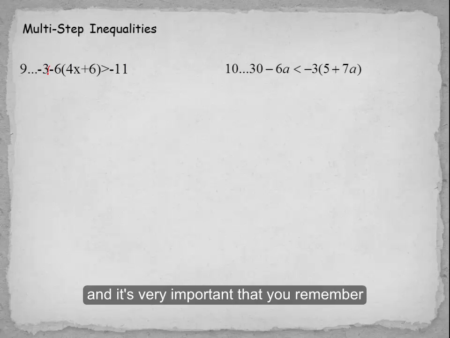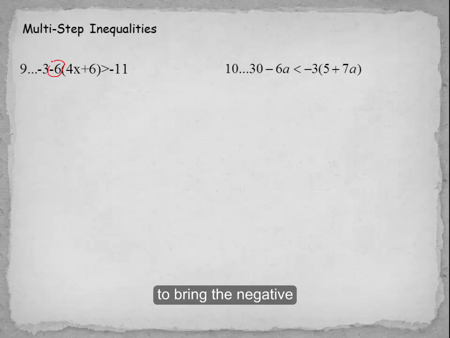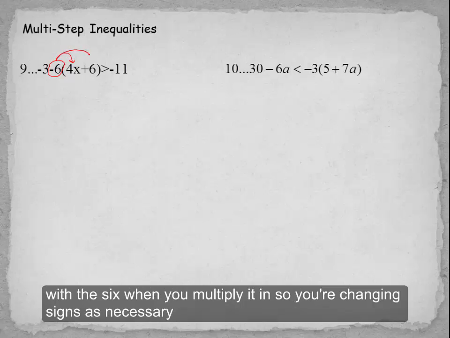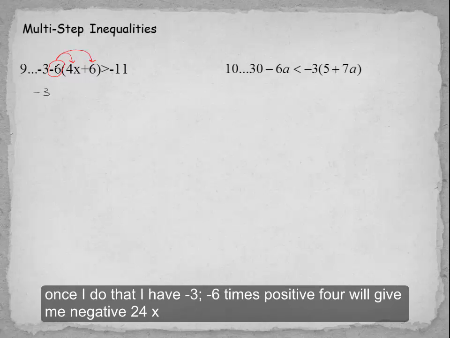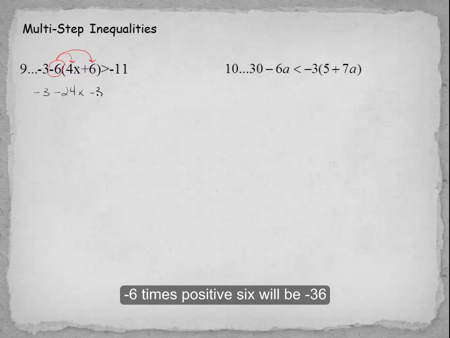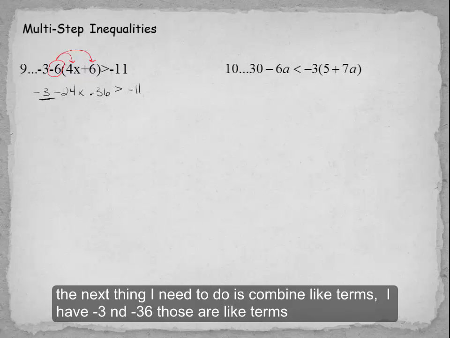And it's very important that you remember to bring the negative with the 6 when you multiply it in, so that you're changing signs as necessary. This negative is like this 6's car keys. It can't go anywhere without them. Once I do that, I have -3, -6 times +4 will give me -24x, -6 times +6 will give me -36. It's greater than -11. The next thing I need to do is combine like terms.